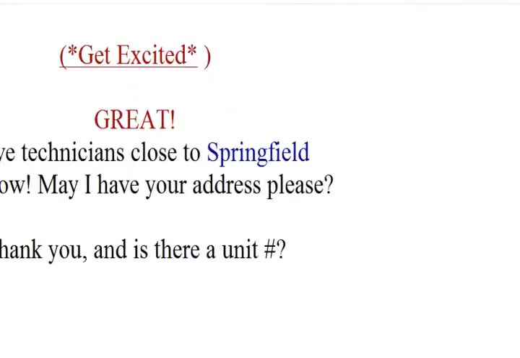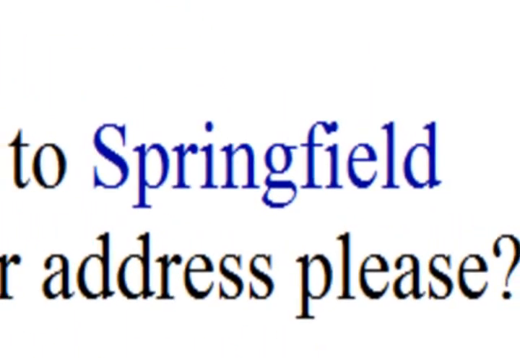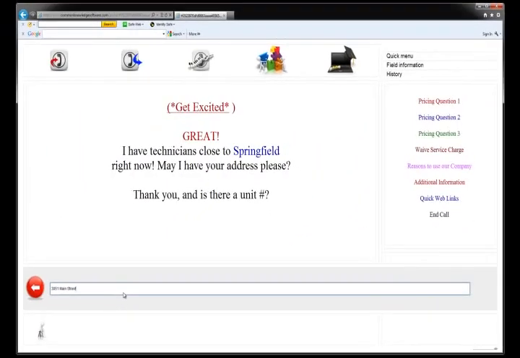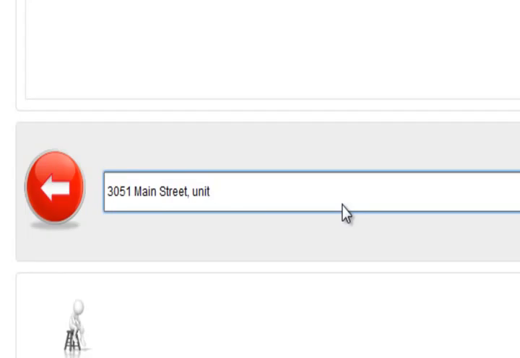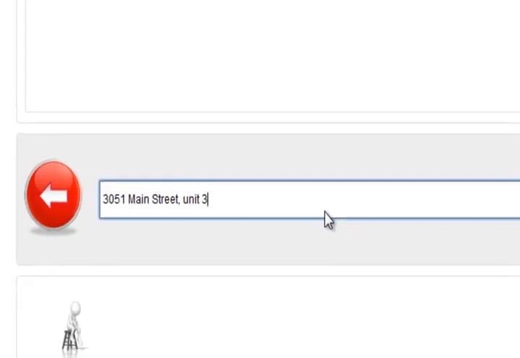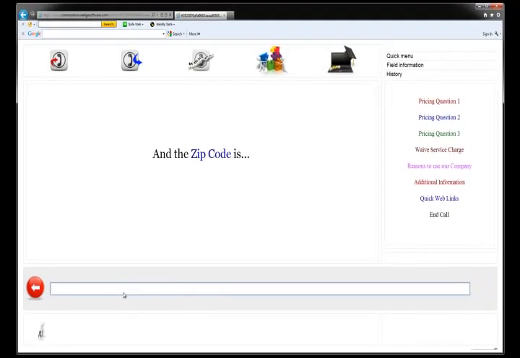Notice that the caller's city is now part of the script. This allows you to further personalize the call experience while verifying data at the same time. Thank you, and is there a unit number? And the zip code is? May I have your last name?